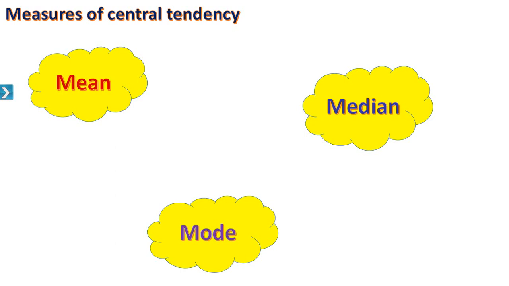Now, you are going to learn to find mean, median, mode for grouped data. Now, let us extend our ideas about finding mean, median and mode for grouped data. Let us start with mean. Mean is also called average.